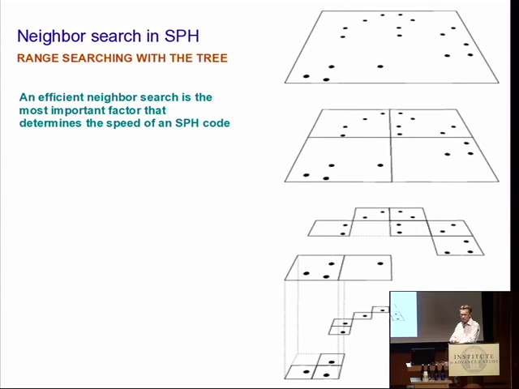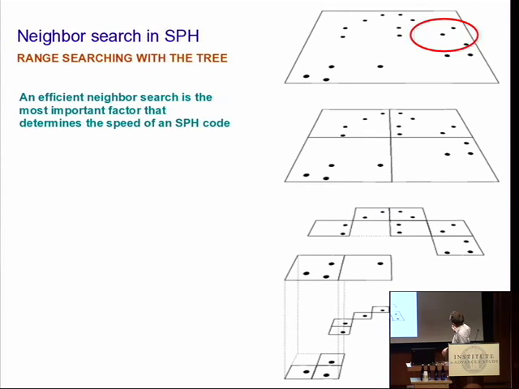Now, finally, a few minutes I have on algorithmic aspects of SPH. The crucial thing is to find neighbors quickly. That's what sets the speed of an SPH code. And there again, if you have a gravitational tree code, you can reuse it for finding the neighbors. That works with a range searching technique. If you, for example, want to find the neighbors around this particle, you look whether your search region overlaps with the root node of your tree.